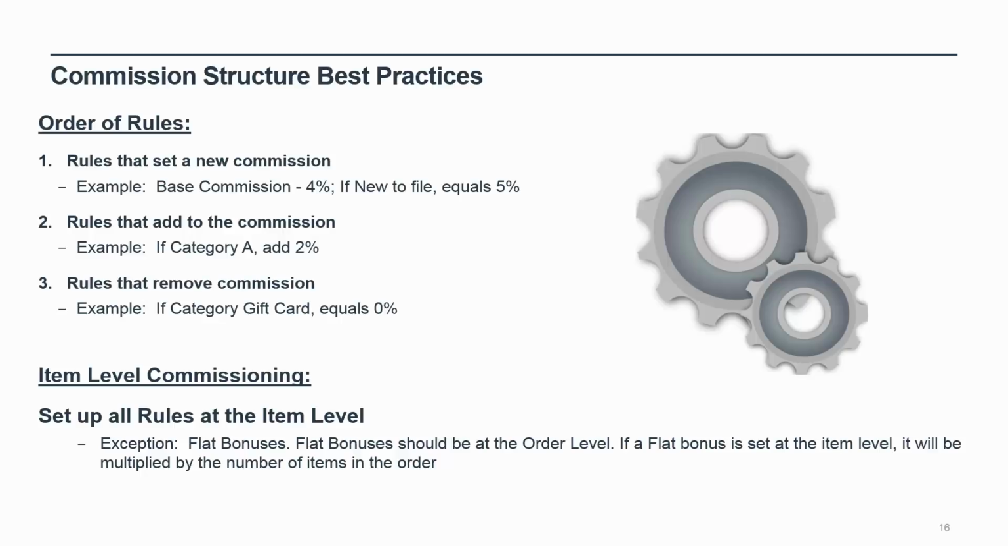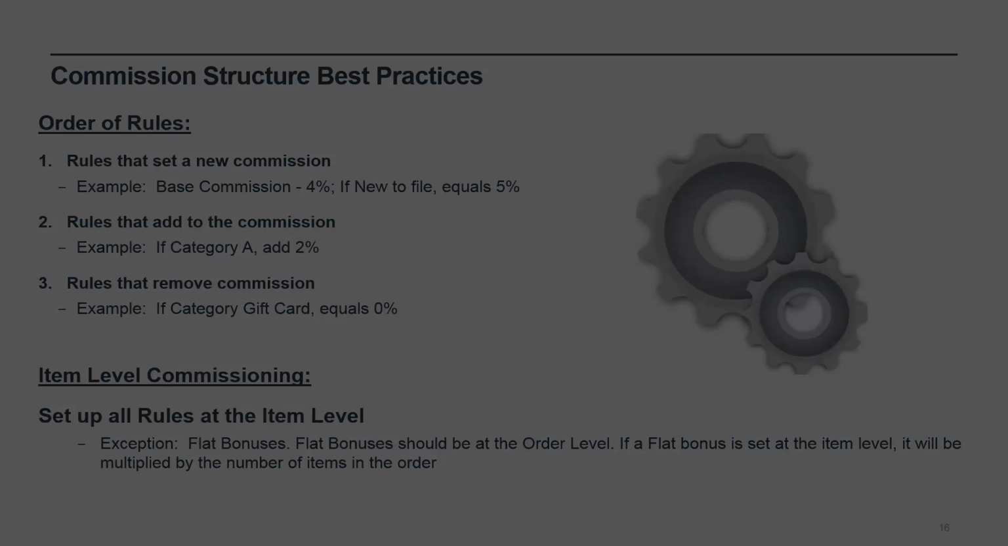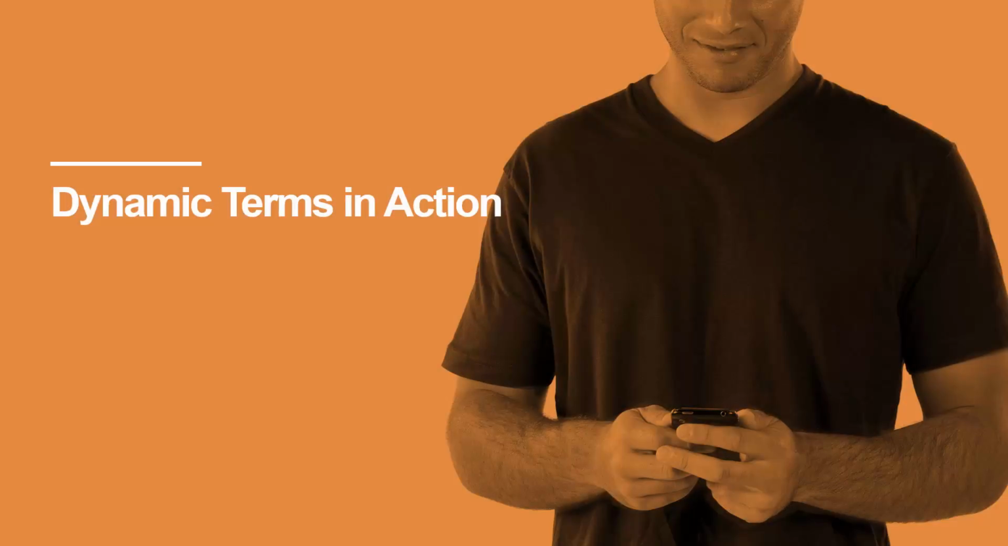As a general guide, all rules should be set at the item level. Remember, this is so that you have item level details in your commission reporting. The exception to that is for flat bonuses. Flat bonuses should be set at the order level, as setting it at the item level will cause the bonus to be multiplied by the quantity of items in the order, and you can see how that would lead to issues. Now that we understand the functionality of dynamic commissioning within your program, let's review dynamic commissioning in action.